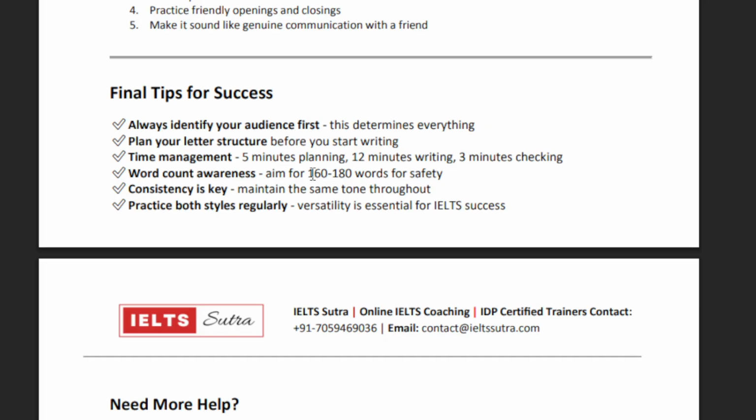Consistency is key. You have to maintain the same tone throughout the letter. It should not be that in the first part you are writing formal and in the second part you are writing informal language. It should not be the case. Practice both styles regularly.